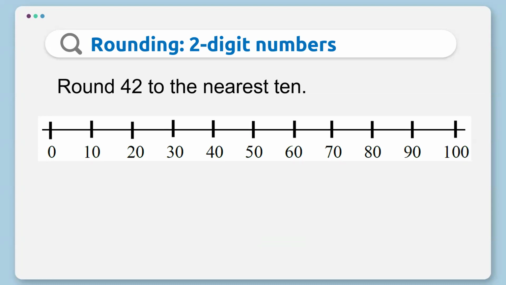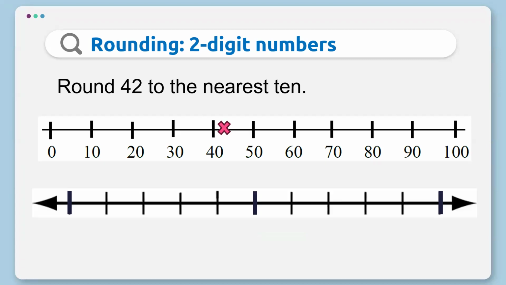Now, let's round 42 to the nearest 10. 42 will be somewhere near where the cross is. And if I further divide my number line into smaller parts, I know that 42 is nearer to 40. That means that when I round 42 to the nearest 10, it is 40.